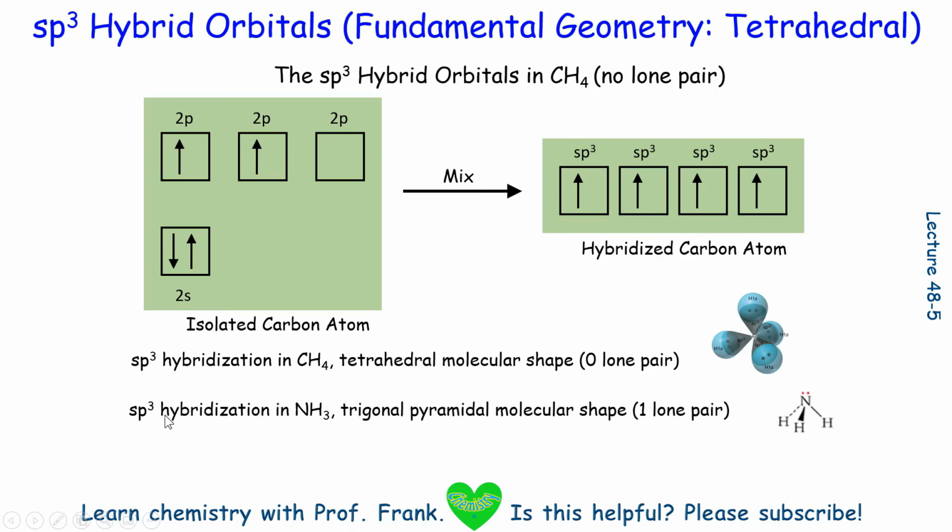Another example for sp3 hybridization can be found in ammonia NH3 molecule. There is one lone pair here in NH3, so one lone pair on the central atom. Therefore, the molecular geometry is not tetrahedral anymore. Then it is trigonal pyramidal.